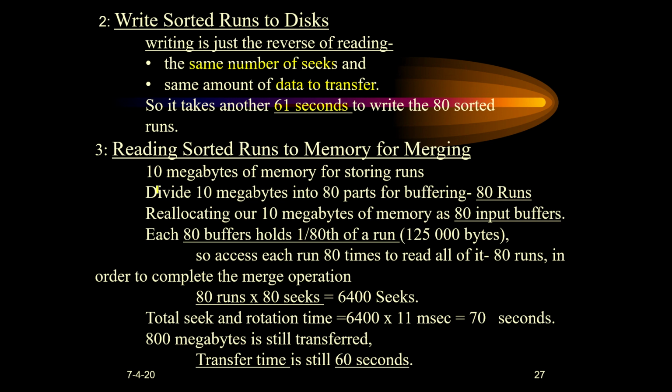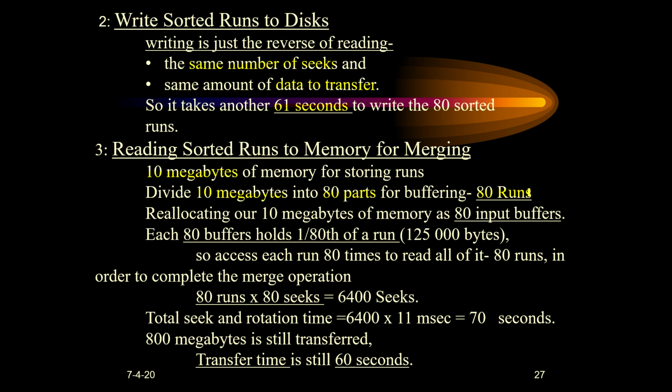The next step is reading the sorted runs into memory for merging. When we read the data from the disk for merging, what are the steps and the time taken? Here, as usual, the same time is taken as before. We have 10 megabytes of memory. Now we are dividing it into 80 parts, so that every part is given a buffer from the memory. So we now have 80 runs, and our data is divided into 80 runs.